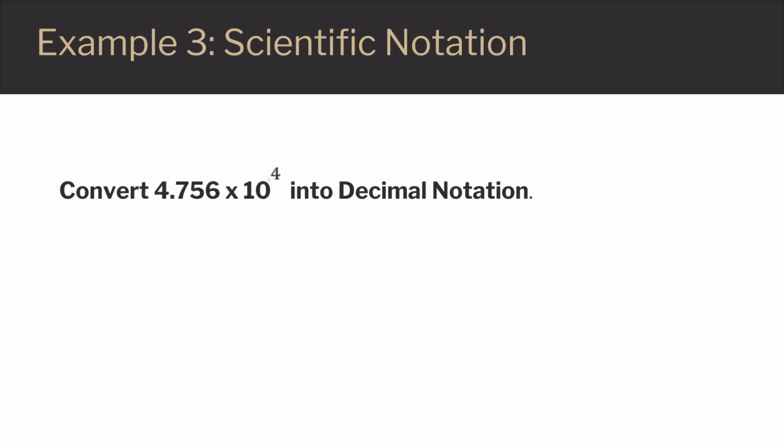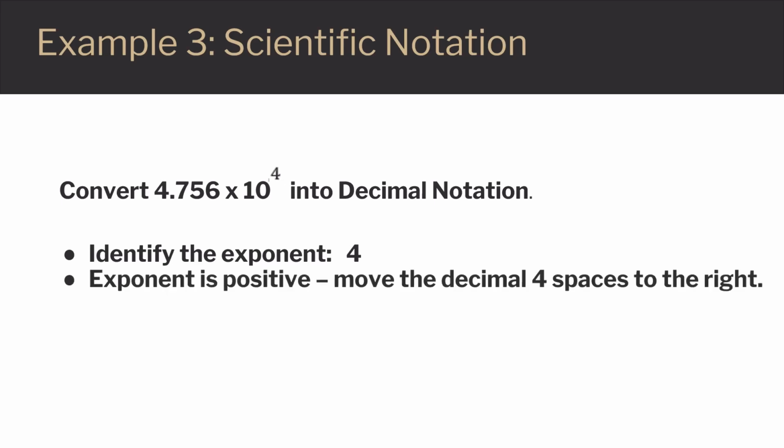We have 4.756 times 10 to the fourth power, and we'd like to convert it to decimal notation. Our first step is to identify the exponent. 10 is raised to the fourth power. The exponent is positive, so we're going to move the decimal 4 spaces to the right. Place your pen on the decimal point and then count 4. 1, 2, 3, 4. And we're going to need to add a 0 there to hold the space. And our answer is 47,560.